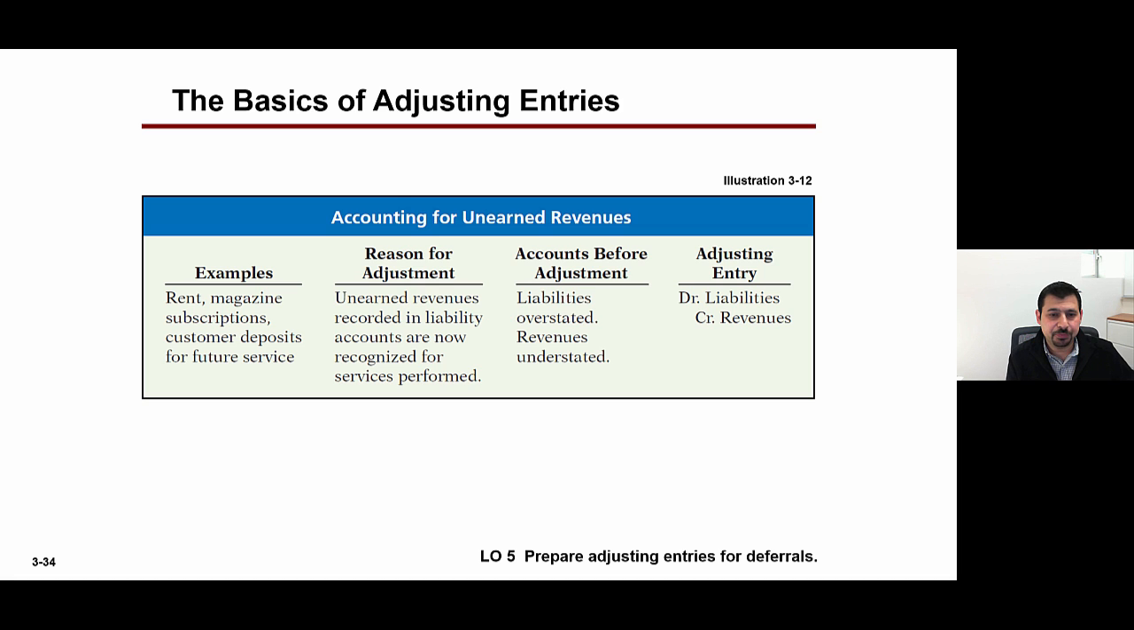This is a summary. Once again, before adjustment, liabilities were overstated, revenues were understated. And in order to fix that, we needed to decrease liabilities, so we debited liability, and we needed to increase the revenues because we recognized new revenues that the company has earned. As a result, we credit revenue. So this is the adjusting entry here.